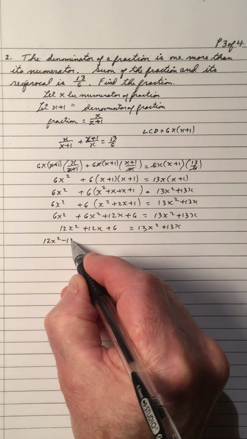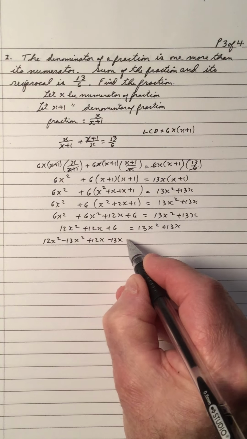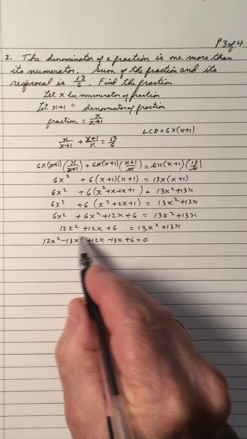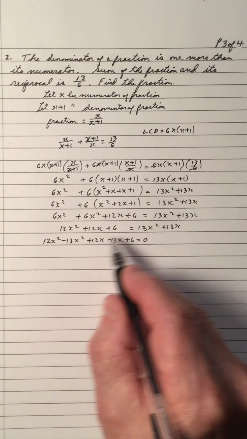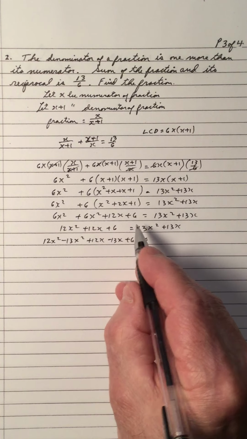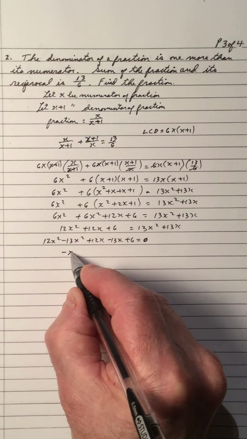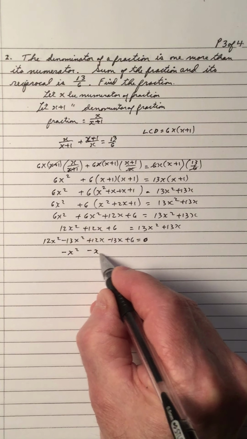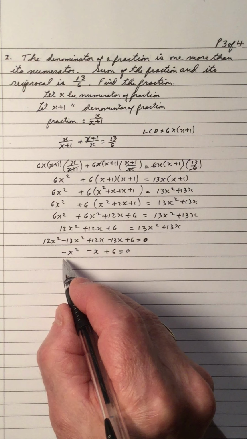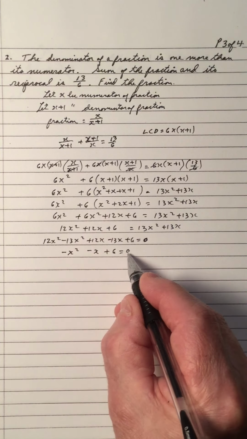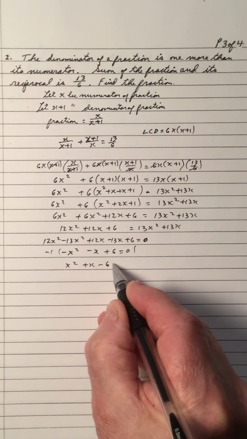12x squared minus 13x squared plus 12x minus 13x plus 6 equals 0. So all the terms go to the left side because it's quadratic. So the 13x squared becomes negative. The 13x becomes negative and equals 0. So we simplify, we get negative 1x squared minus x plus 6 equals 0. And I have a quadratic equal to 0, so I'll multiply by negative 1. So negative 1 times all of these terms, I get x squared plus x minus 6 equals 0.